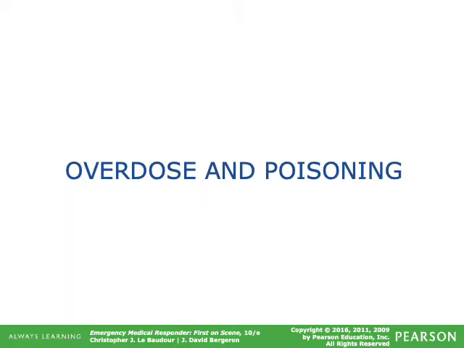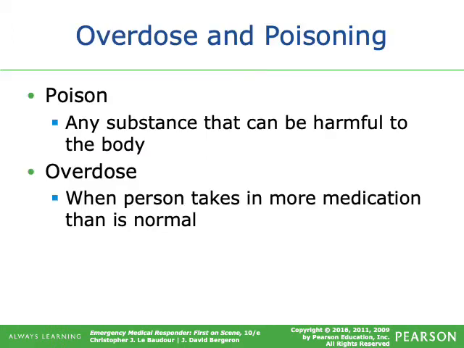Alright, so overdoses and poisonings. A poison is considered any substance that can be harmful to the body. Overdose is when a person takes in more medication than is normal. This can be intentional or unintentional.